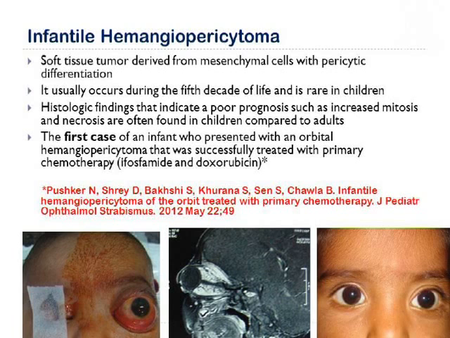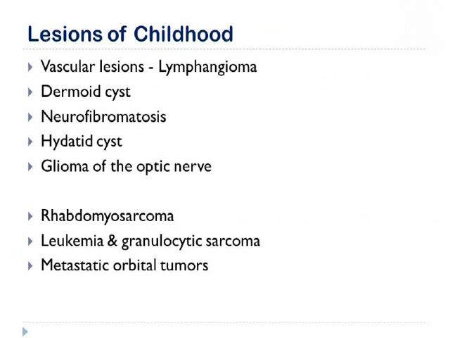Then coming to orbital lesions of childhood. So in this, the commonest we see in the first decade of life, say around 5 to 12 years of age, is the vascular lesion, which is lymphangioma, followed by dermoid cyst, then neurofibromatosis. These are all other rare tumors which can present in childhood. And amongst malignant lesions are these.